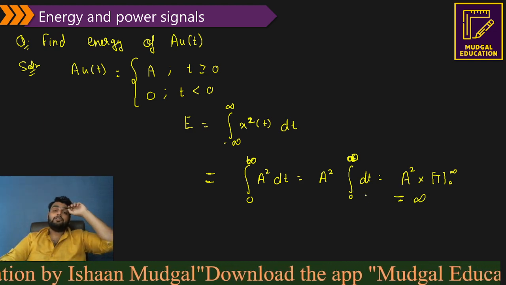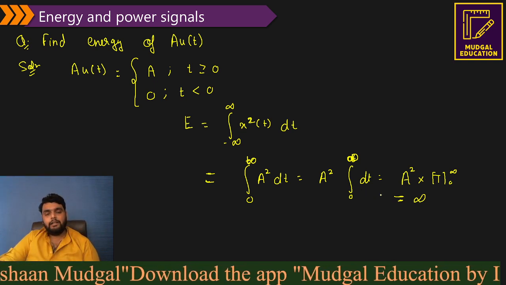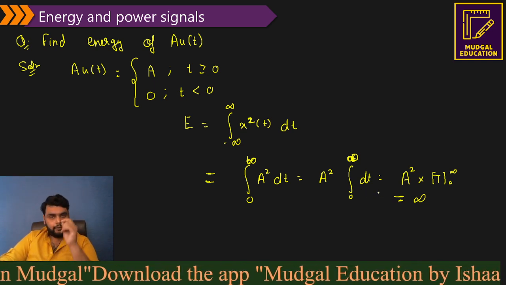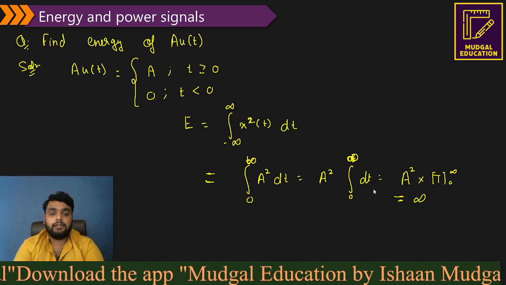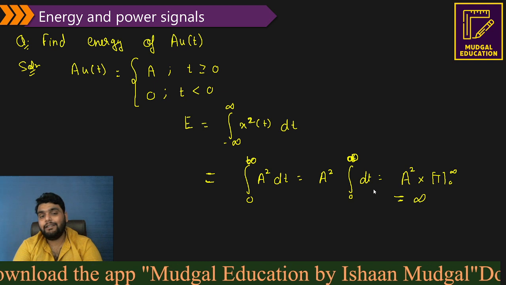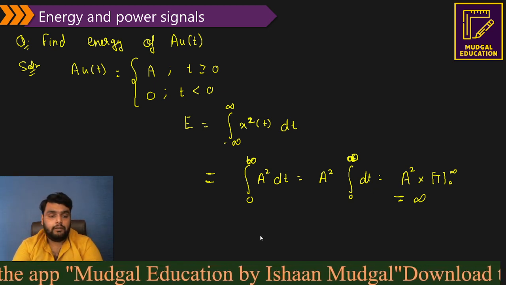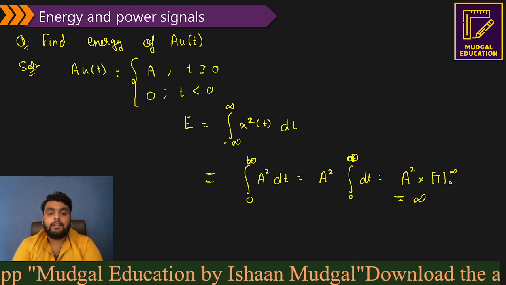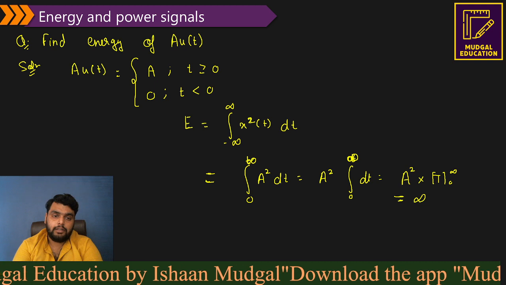It means the energy of this signal is infinite. Why does this happen? The energy of this signal comes out to be infinite. Just wait a few minutes and I will tell you the summarized result.